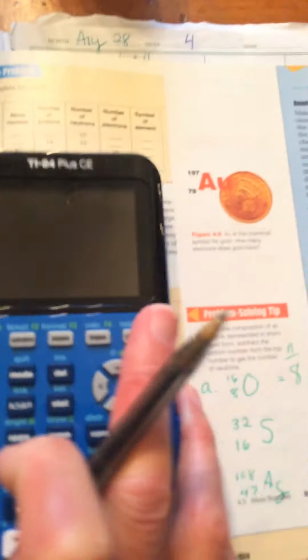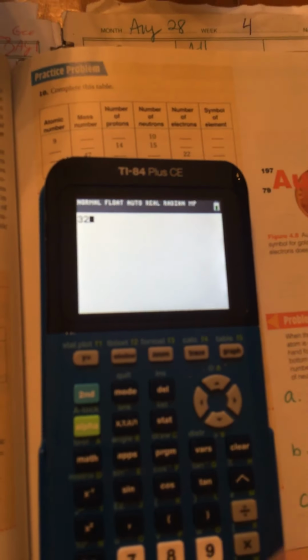So that's our neutrons. This one is 32 minus 16. And you don't have to do these in your head. You got a calculator, so it's fine to use it. 32 minus 16. I know this one in my head, but not all of them.